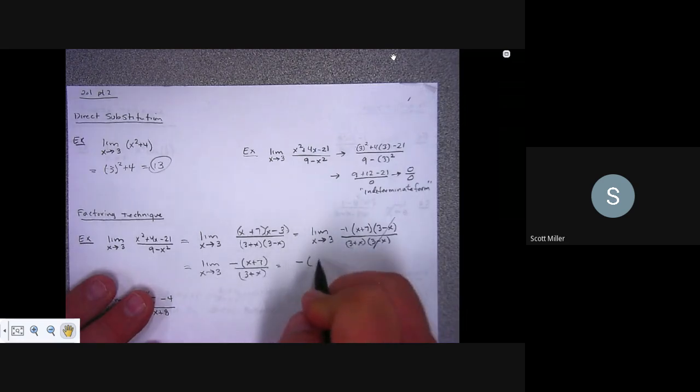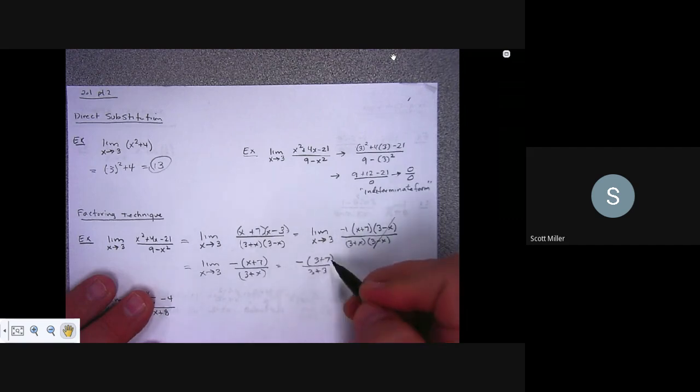So then this problem right here becomes the limit as x approaches 3 of negative x plus 7 divided by 3 plus x. Now can I substitute 3 in? Can I take this and plug in the 3? Negative 3 plus 7 over 3 plus 3, and we get the grand total of negative 10 over 6, which can then reduce down to negative 5 over 3. Okay?